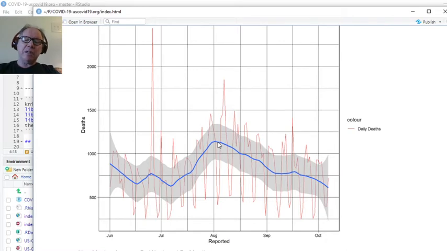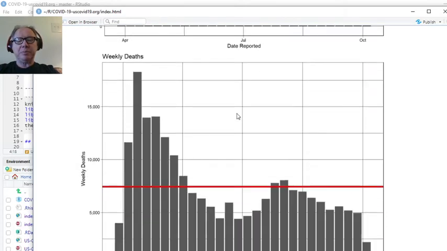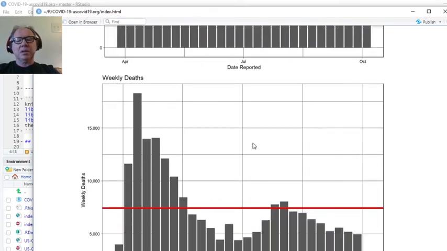Not necessarily something the news media wants you to know about. This is the average number of cases per week. The red line is the average. But then you can see cases are not good because they're consistently above the red line. But we come down to deaths, and what you see is the average number of deaths per week has consistently, since May, June, been below the average. So let's save this.